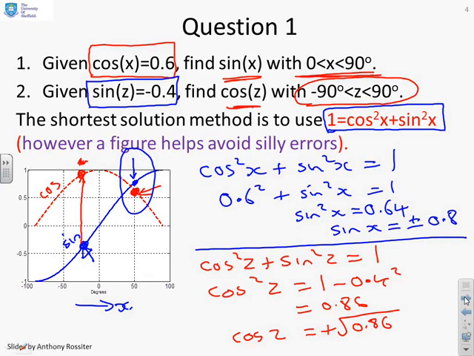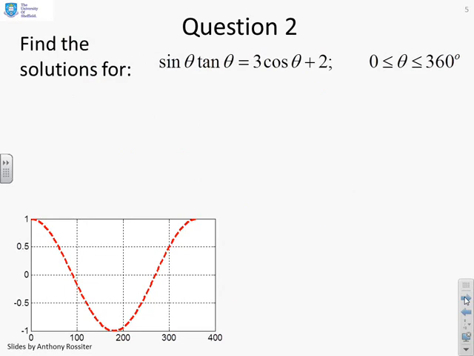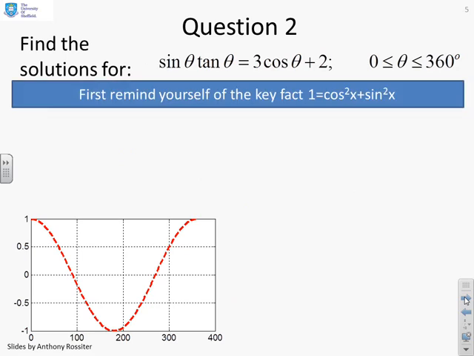by inspection. Now a slightly more challenging question. Find the solutions for sine theta tan theta equals 3 cos theta plus 2 in the domain 0 less than or equal to theta less than or equal to 360 degrees. Now it may not be immediately obvious, but these types of questions are usually expecting you to use this sort of formula.